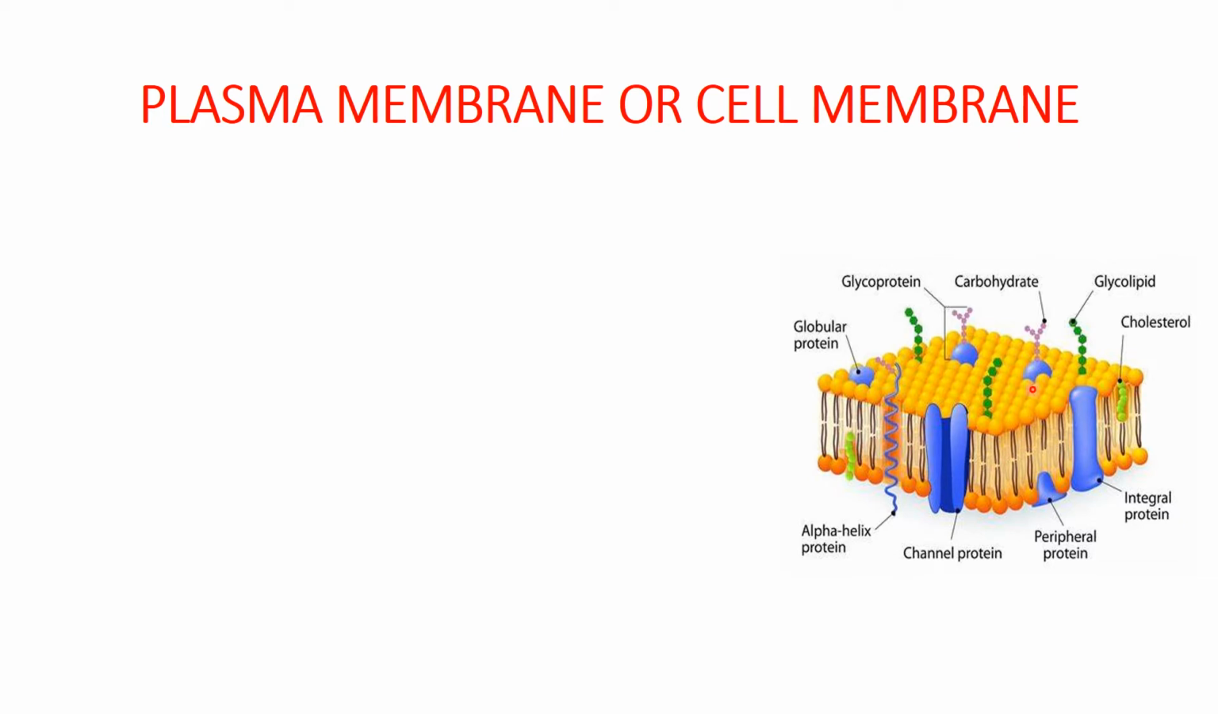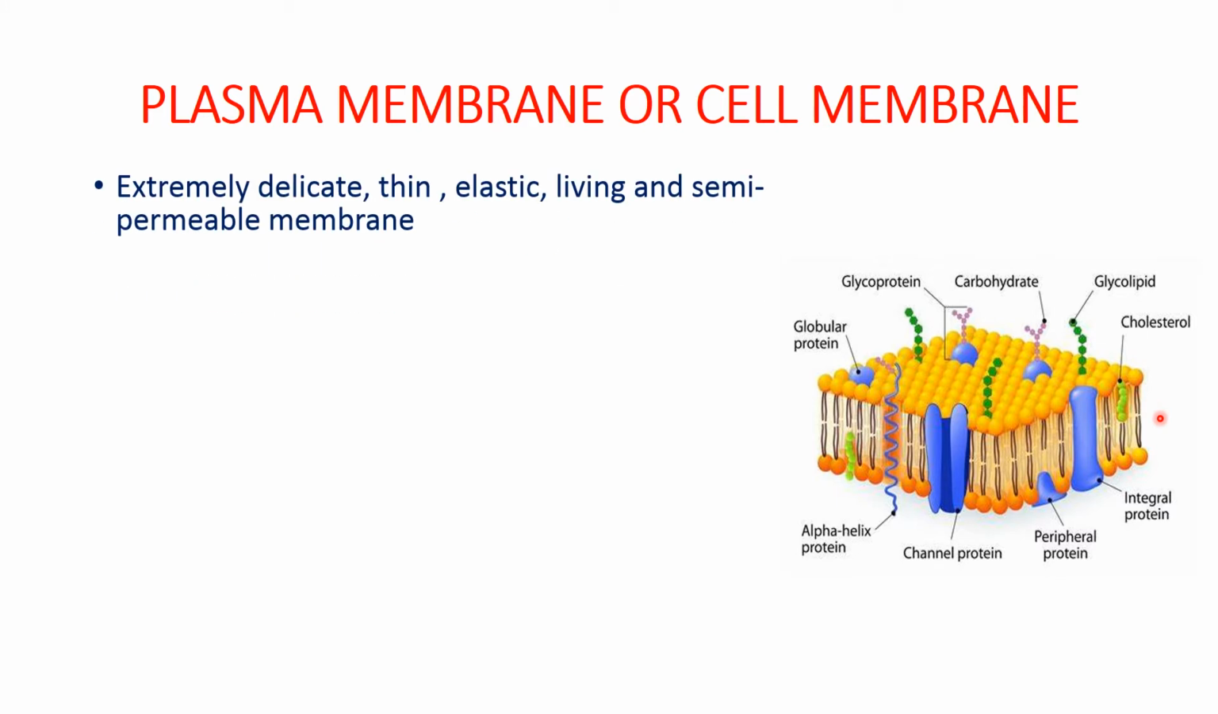As you can see the structure of the plasma membrane, it is made up of lipid bilayer, two layers of lipid. And there are some proteins embedded into this lipid bilayer, and fats are also present in the structure of the plasma membrane. So we can see cholesterol, glycolipid, etc. in the form of fat. So this is the structure of a plasma membrane or cell membrane.